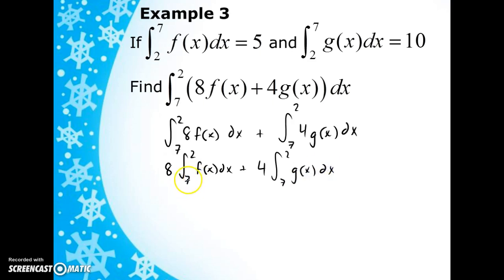And let's see. The integral of 7 to 2. Well, that looks an awful lot like this one. The only difference is the order's wrong. I know that from 2 to 7 is positive 5. So from 7 to 2, which is my upside down rule, that should be negative 5.